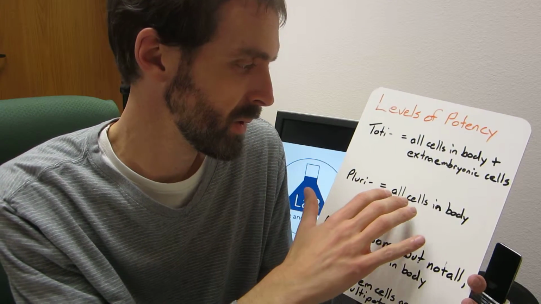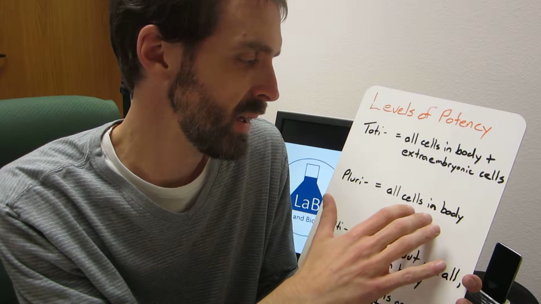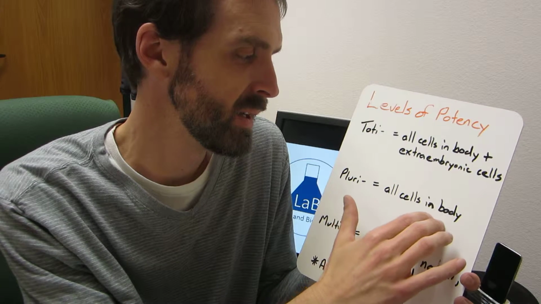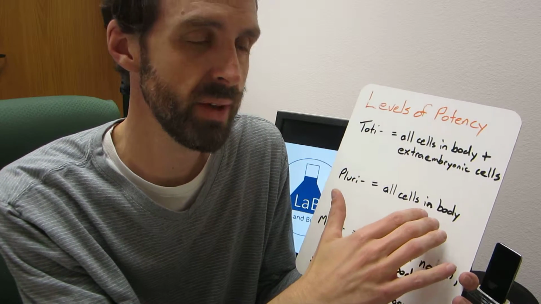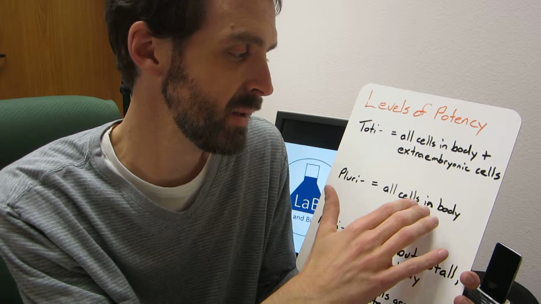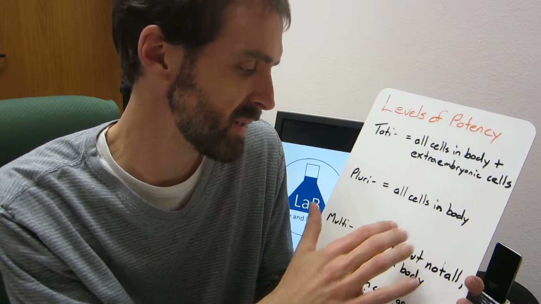And so pluripotent stem cells, these are embryonic stem cells, and if you take a human embryonic stem cell, theoretically you could end up with a whole human being from that cell.